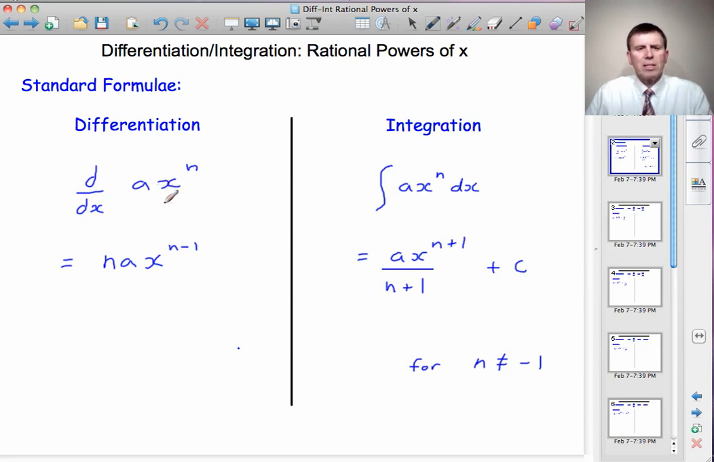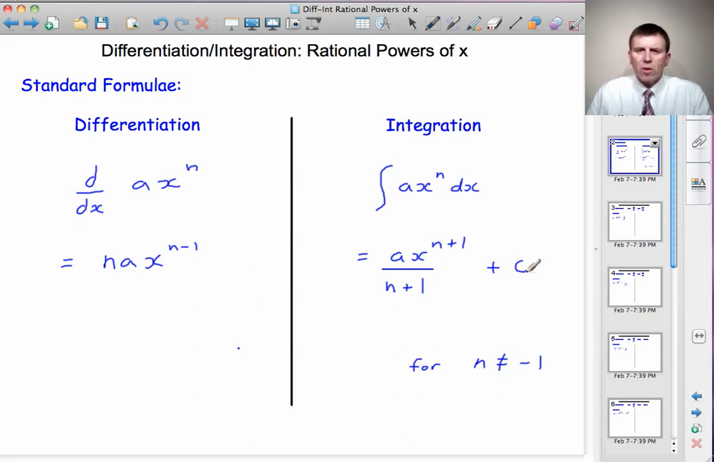If we differentiate ax to the power n, then the power comes to the front and is multiplied by the constant that's already there, and the power is decreased by 1. If we're integrating ax to the power n, then the power is increased by 1 and we divide the term by the new power. We also get a constant of integration.